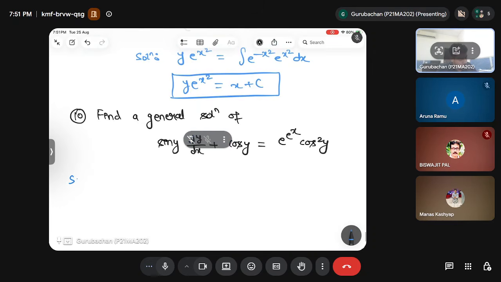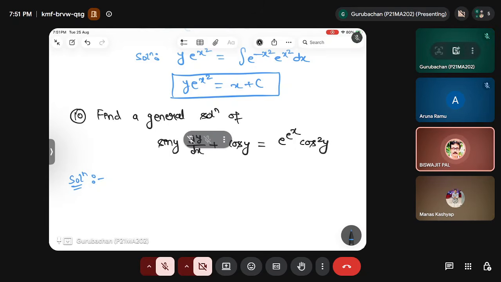This is kind of like the previous one, but it is not directly in linear form, so you need to convert it in some sense, just like Bernoulli. In Bernoulli you substitute 1 by y to the power n or something. In the same way, here you need to substitute something.